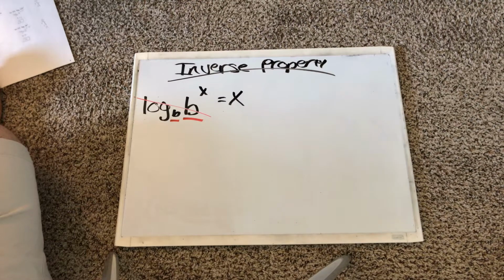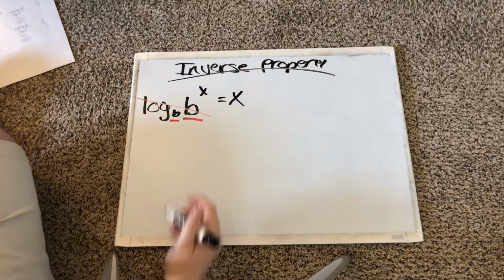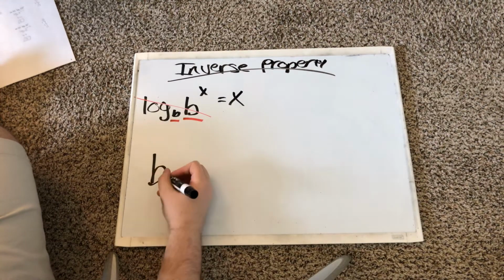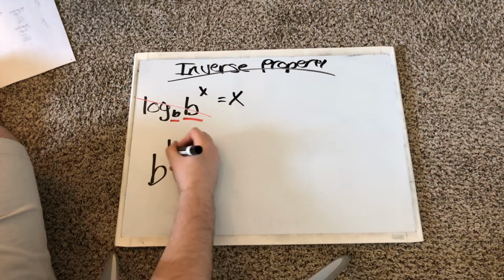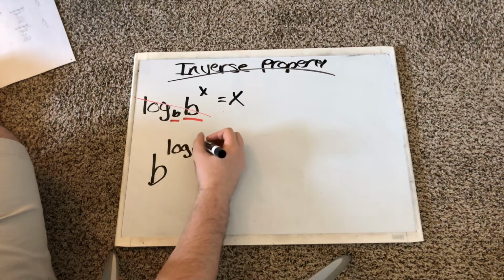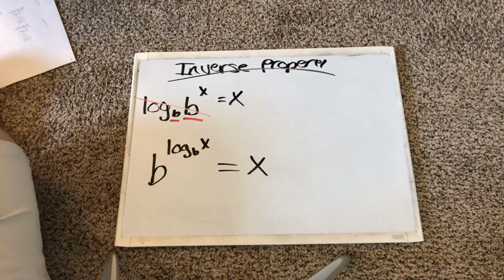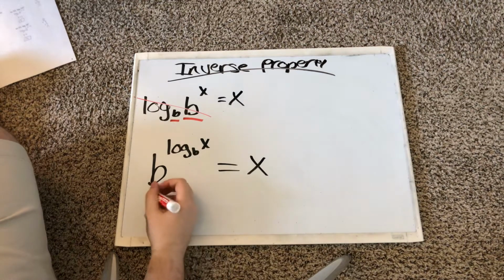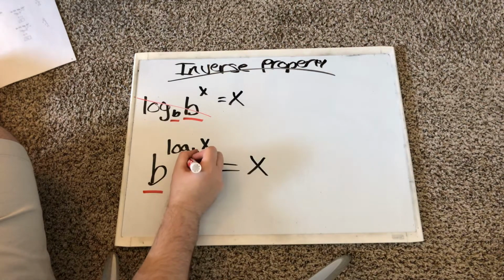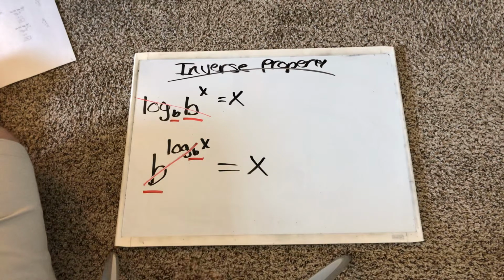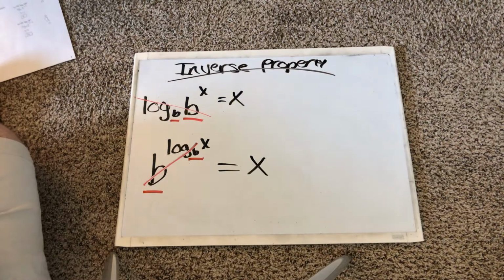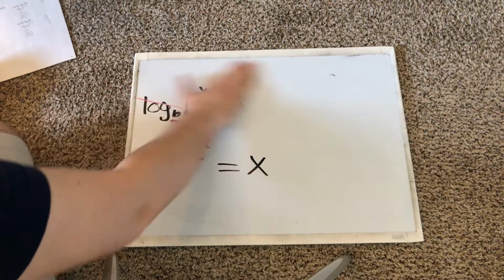The next thing is almost exactly the same. If I have b and it's being raised to log base b of x, that is also equal to x. And the reason for that is kind of the same thing. If I have b and it's being raised to a log with the same base, that can cancel out and we're just left with x. So let's try some examples out.